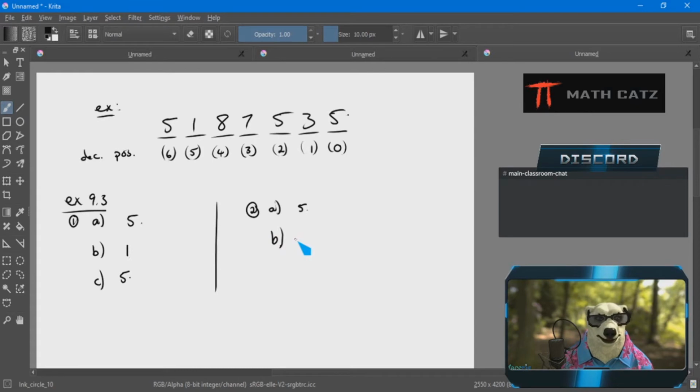Next up, determine the decimal position of the digit 3. So the digit 3 occurs in position 1. And lastly, what is the decimal position of the digit 5? Well, there are many 5s. 5 occurs in position 0, 2, and 6. So because digits can duplicate, can appear more than once, I can have multiple decimal positions for a specific digit. Right.